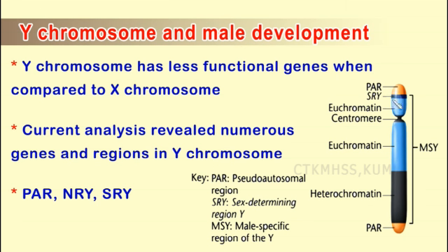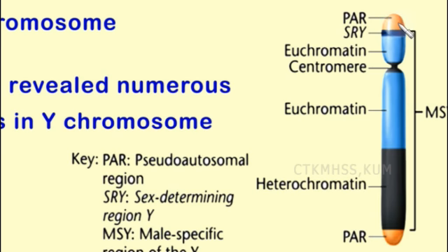You can see in this diagram, the first region is PAR. PAR is the pseudo autosomal region. This pseudo autosomal region is the place where synapsis and recombination occur during meiosis, and this region is similar to the region present in the X chromosome. Synapsis occurs only in this region, and the remaining 95% of the Y chromosome is referred to as the non-combining region, or NRY.